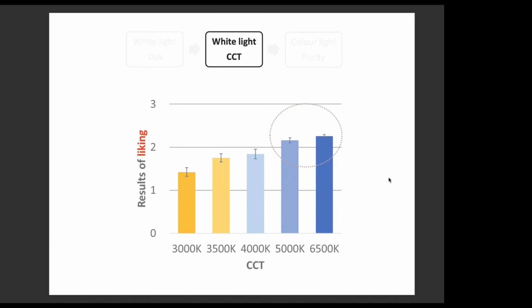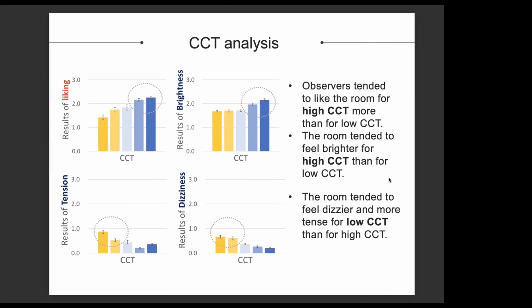The next part is a comparison between CCT. Perhaps you need to remember that from the left to the right is from low to high CCT. As the color of the bar shows, the left-hand side means it's a little bit yellowish white light, and the right-hand side means it's a little bit bluish white light, or cool feelings of white light. Next slide, please. According to the results, observers tended to prefer high CCT white light, and they find the high CCT white light brighter than low CCT white light. Next slide, please.